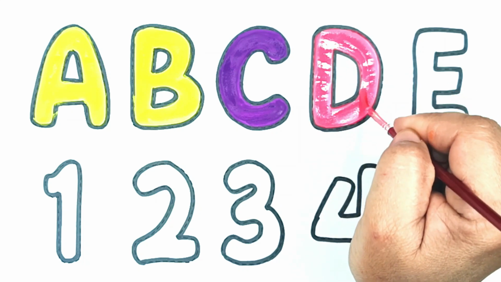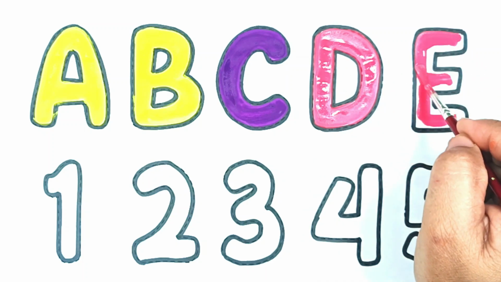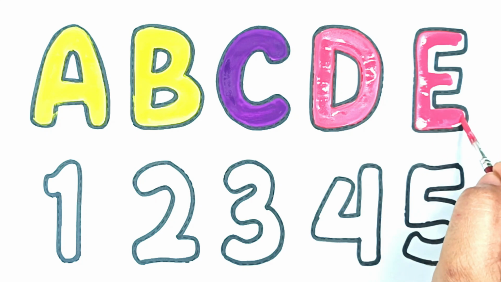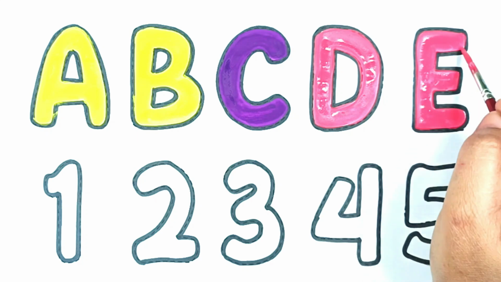D is for diamond. See how it shines. E is for elephant. Bigger than me.